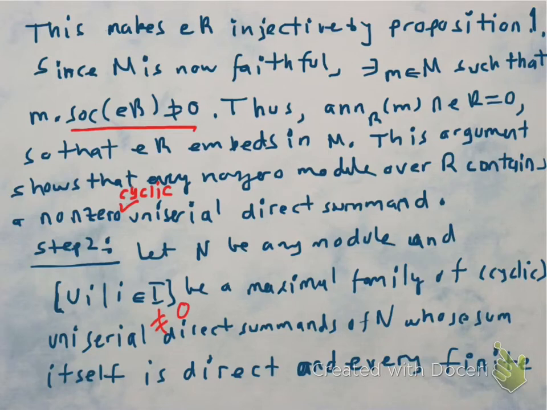Well, this is obvious because M may not be annihilated by ER, but it could still be annihilated by a proper submodule. In order to make sure that the annihilator of M intersects ER trivially, it is enough for M to satisfy this inequality. Because, well, why are we searching for an M satisfying this?